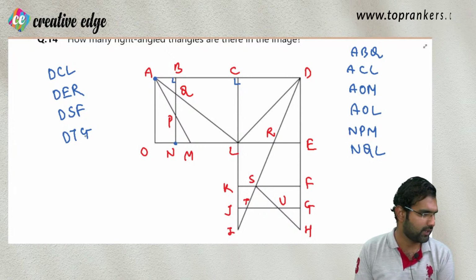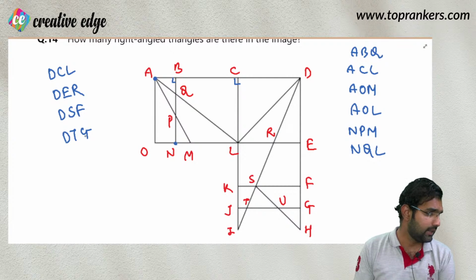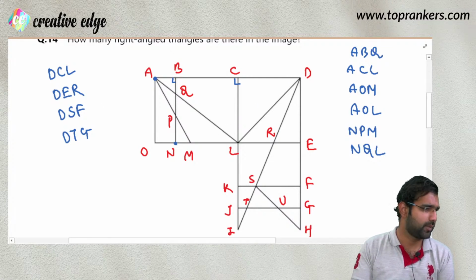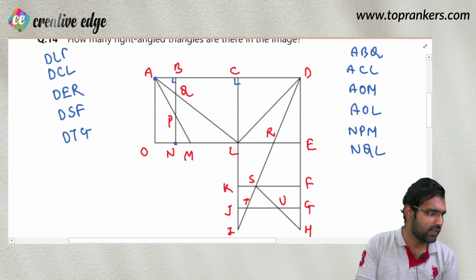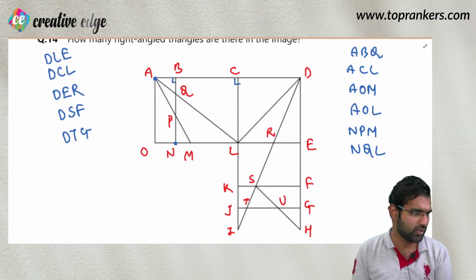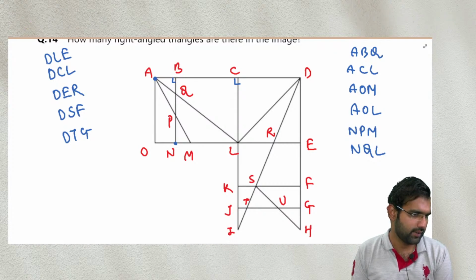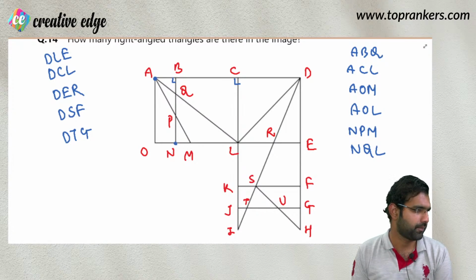DLE also has been covered. DLE has not been covered. DCL has been covered. So DLE is another one such right angle triangle we are seeing which I didn't cover. And with D, are we seeing something else too? DCL, DRE, DLE. I think I have covered almost everything.